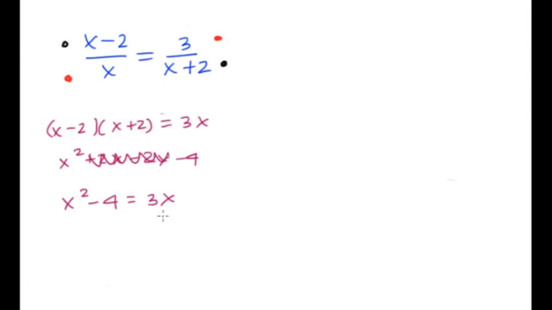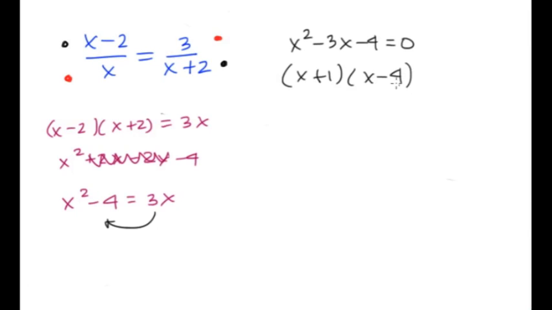We should make this a factorable quadratic, right? So we can subtract this 3x and bring it over here. So we're left with x squared minus 3x minus 4 is equal to 0. Now if we factor this, we'll end up with x plus 1 times x minus 4, if I'm not mistaken. That's just some more factoring.